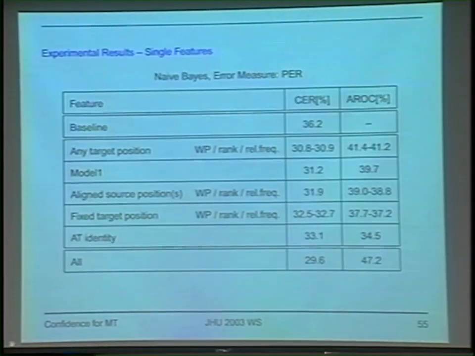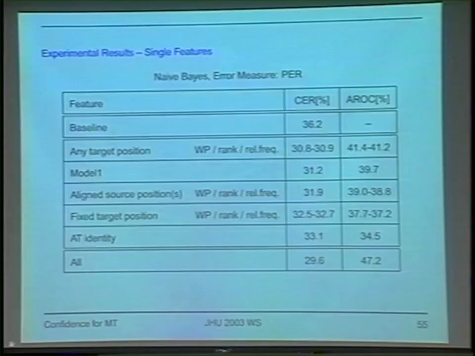And then the next best feature was model 1 in our case, which is only slightly worse. And then we get the word posterior probabilities, rank sum, relative frequency with regard to the aligned source positions. And the same with respect to the fixed target positions. So this set of features seems to work quite well. And here we have the alignment template identity. That is just the alignment template containing that word.